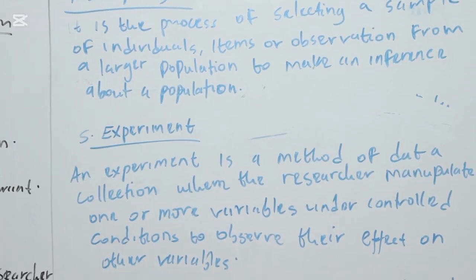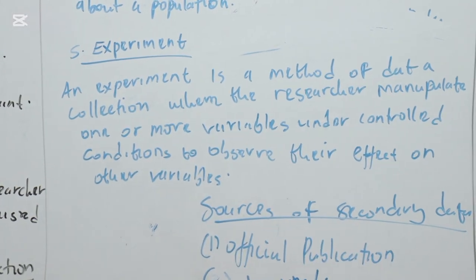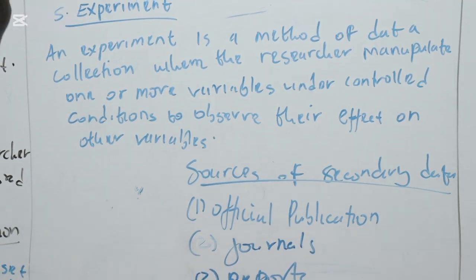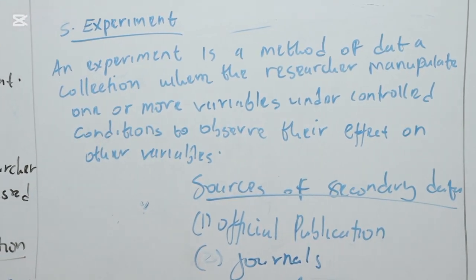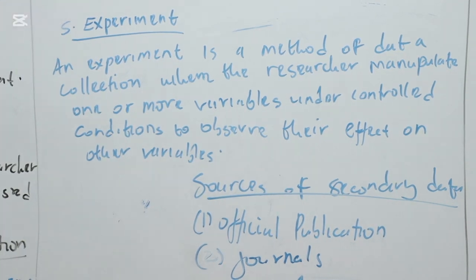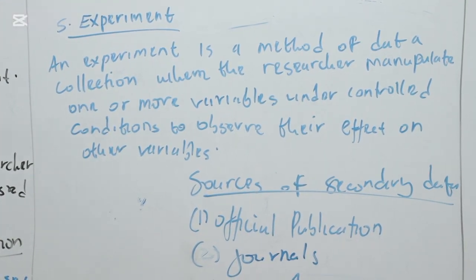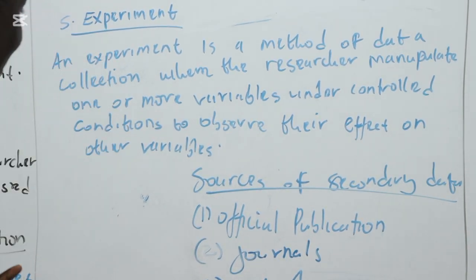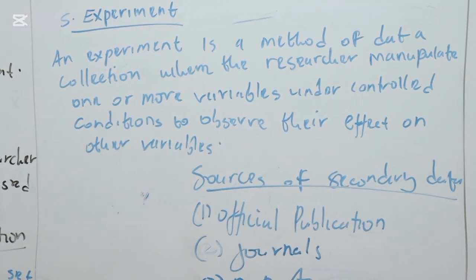The last is an experiment as a method of data collection. An experiment is a method of data collection where the researcher manipulates one or more variables under controlled conditions to observe their effect on other variables or to gather information. So that marks the end of the methods of data collection, and there are only 5: questionnaire, interview, observation, sampling, and experiment.